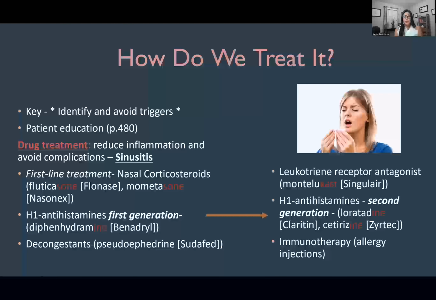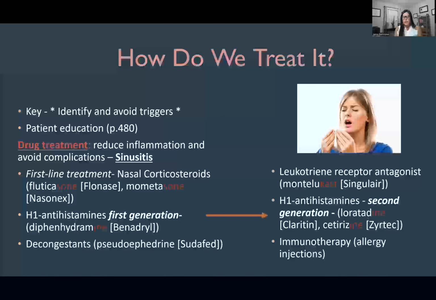Then you also have your decongestants like pseudoephedrine, commonly known as Sudafed. You can buy this over the counter as well. They decongest the mucosa. So whenever it's so swollen, patients can't breathe and everything gets stuffed up. So these decongest the client.